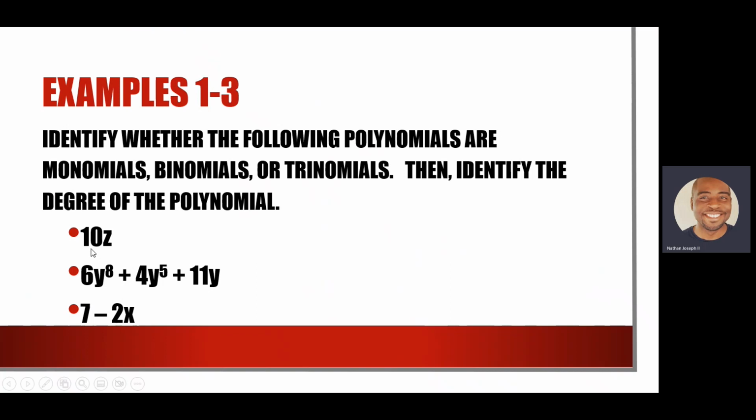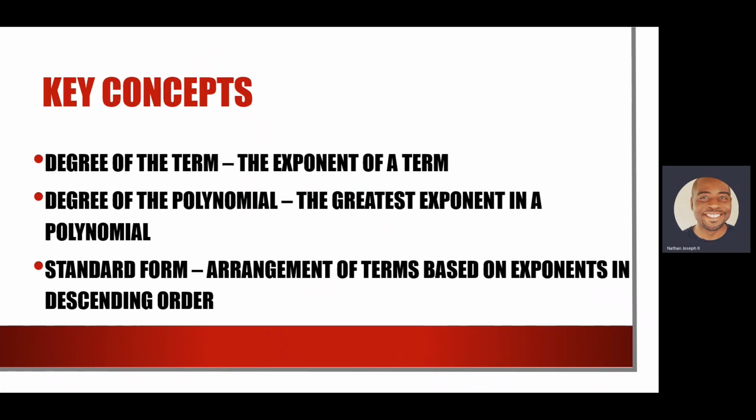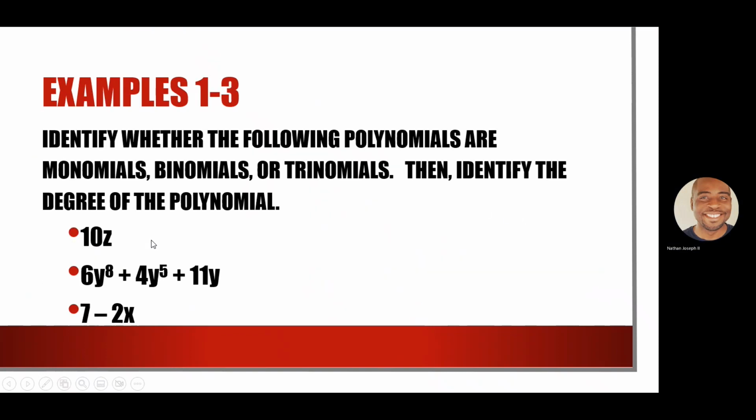So now we need to talk about the degree of the polynomial. Back at example 1, remember the degree of the polynomial as a reference is the greatest exponent in a polynomial. So for number 1, the greatest exponent in this polynomial is 1. Remember, when you don't see a number, it's understood to be 1. So the degree of the polynomial for number 1 is 1.